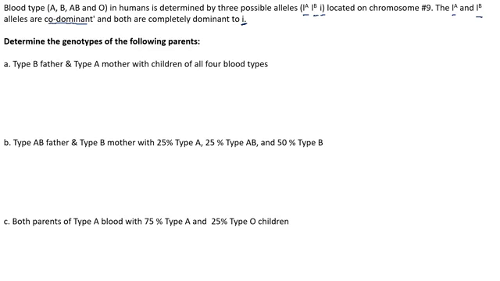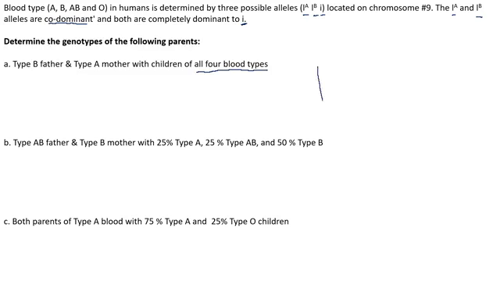Now let's see some examples here. So we have a couple scenarios, right? We have a father with type B blood and a mother with type A blood. And here you're supposed to determine the exact genotypes of the parents. And here you're given some information. Basically, a mating between the two, they have 4 children and children of all 4 blood types. So how can that happen? If you look at it, we have type A and type B.